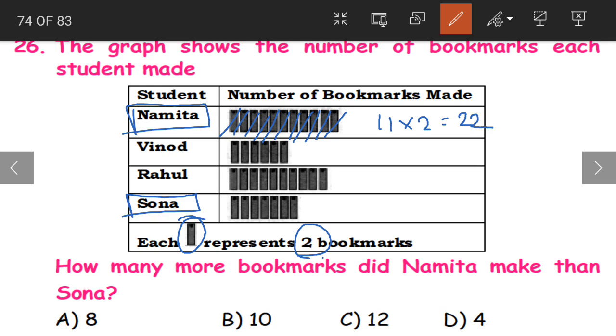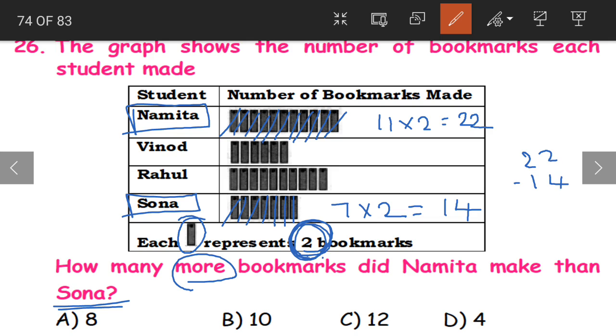Now who is the other person? We want Sona. 1, 2, 3, 4, 5, 6, 7. Sona made 7 into 2, since each picture represents 2 bookmarks. So 7 into 2 is 14. Now we need to find how many more she made, so we find the difference. 22 minus 14. 12 minus 4 is 8. 1 minus 1 is 0. So how many more bookmarks did Namita make than Sona? The correct answer is option A, 8. Namita made 8 more bookmarks than Sona.